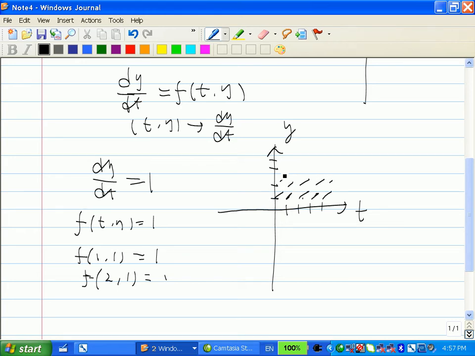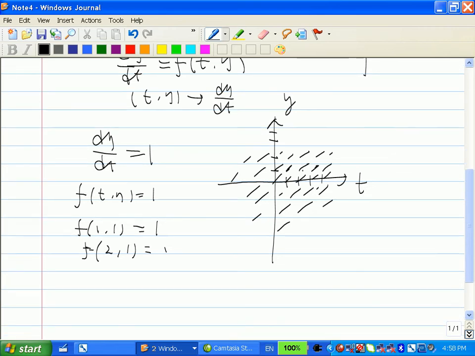Doesn't matter what t and y are, it's always 1. That's our direction field for this equation.